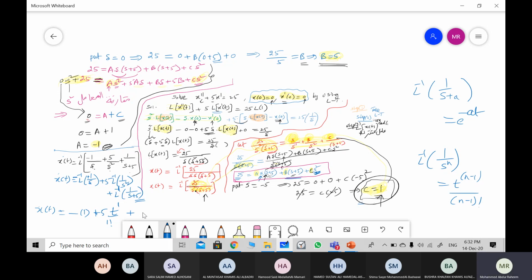Okay? Like this. This is the final answer. So x of t, how much? Finally, minus 1 plus 5t plus e power minus 5t.